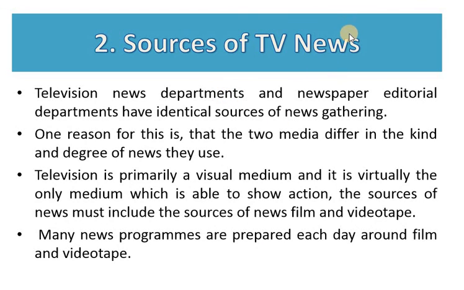Sources of television news. Television news departments and newspaper editorial departments have identical sources of news gathering. One reason for this is that the two media differ in the kind and degree of news they use. Television is primarily a visual medium, and it is virtually the only medium which is able to show action. The sources of news must include the sources of news film and videotapes. Many news programs are prepared each day around film and videotape.